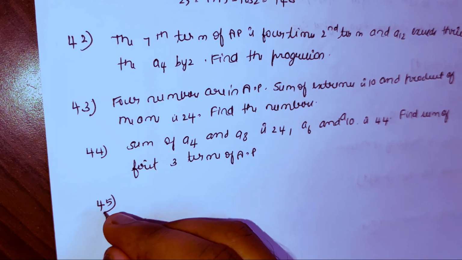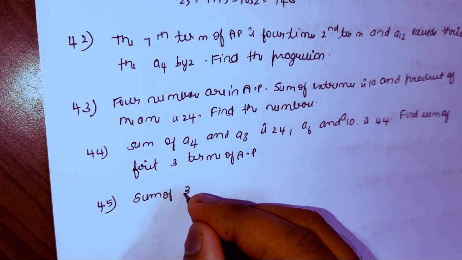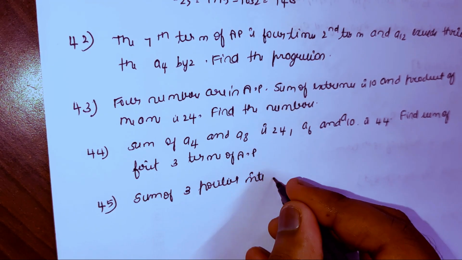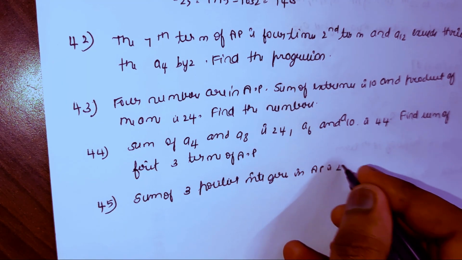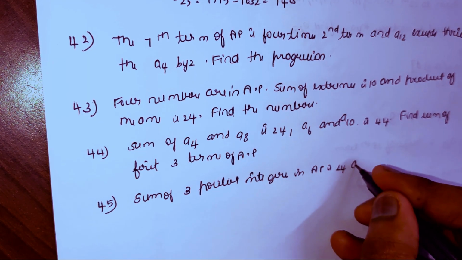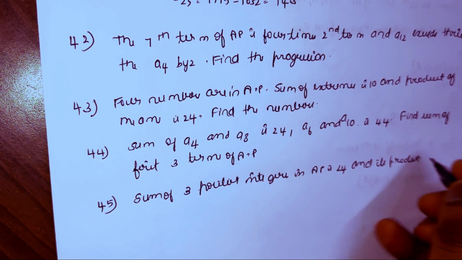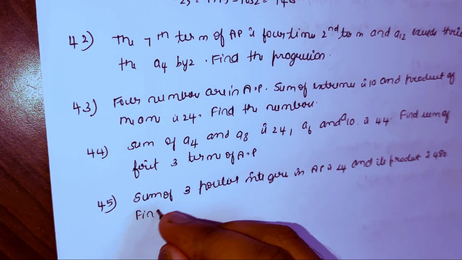45th question, sum of 3 positive integers in AP is 24 and its product is 480. Find those numbers.